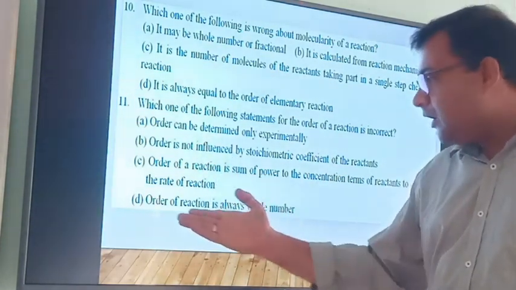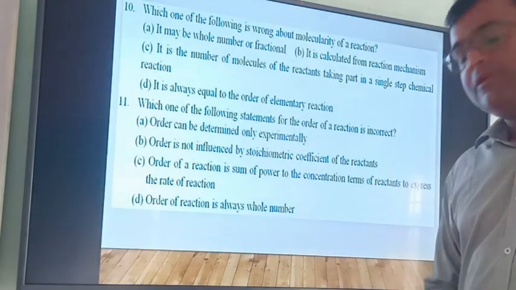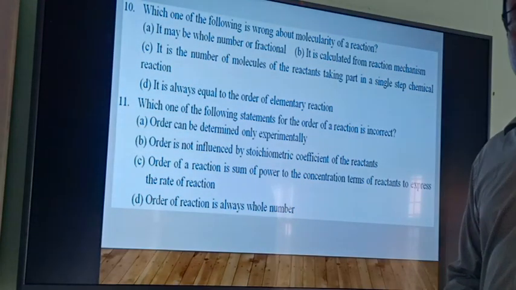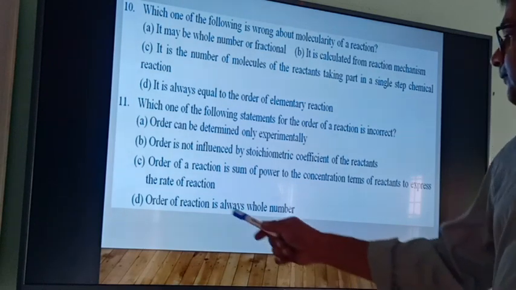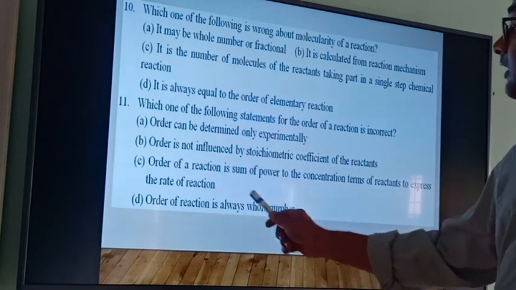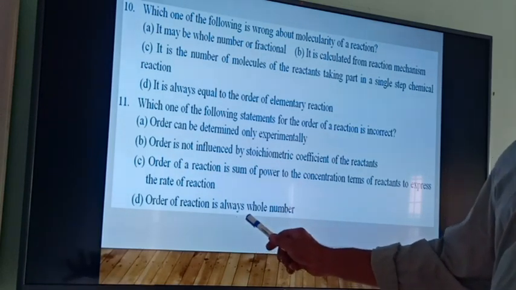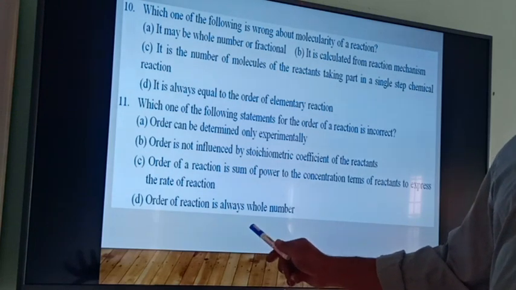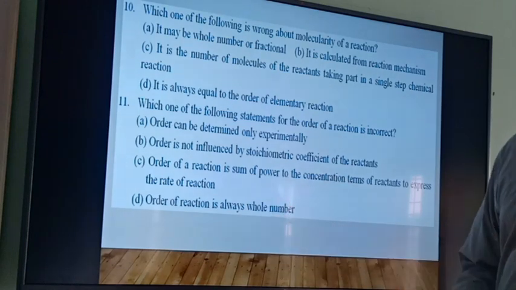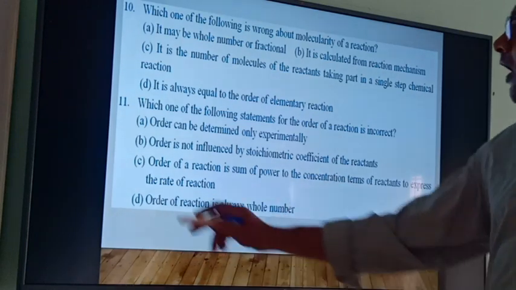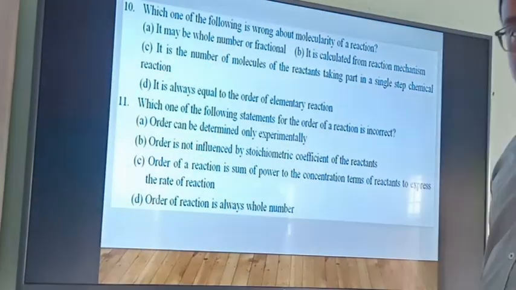Let's see D. Order of the reaction is always a whole number. No. Order of the reaction may be a whole number, it may be zero, it may be fractional. It is applicable for all. Here it is given as always a whole number. Sometimes it is a whole number, sometimes a fraction, sometimes zero also. Non-integer, zero value also it will come. So option D is the correct option for question number 11. Clear?